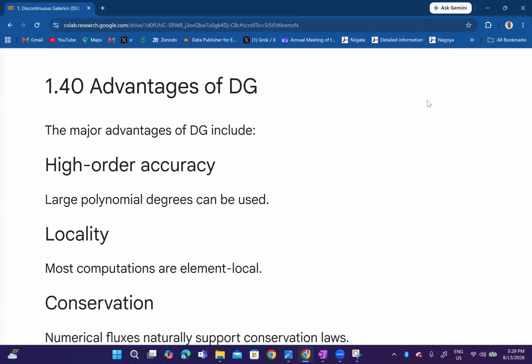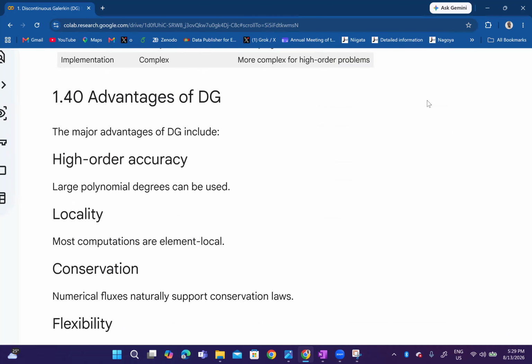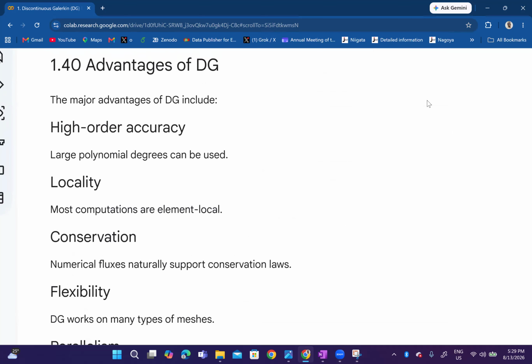Now let's talk about advantages of discontinuous Galerkin. The major advantage of discontinuous Galerkin is the high order accuracy. So large polynomial degrees can be used, and because of that we can have high order accuracy. And then locality. Most computations are element local, so every element has their own unique characteristics and features. Then conservation. Numerical fluxes naturally support conservation laws.